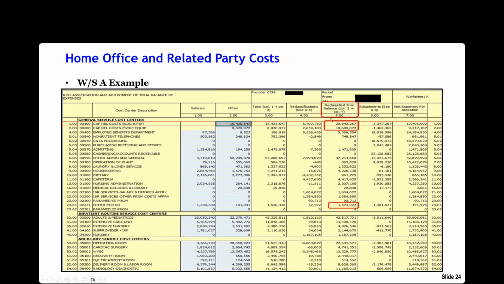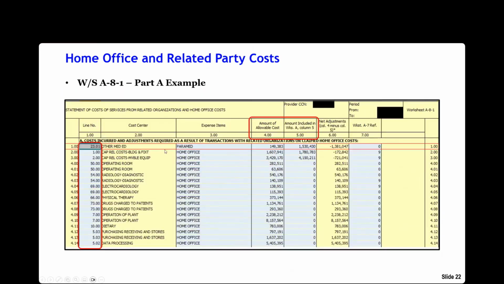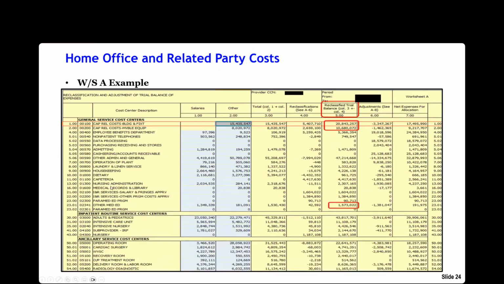So here's worksheet A, just as an example. And we said line 23.01 back here for their other med ed had $1,530,000 of related party costs that was already included on 23.01. Here on 23.01, their column 5 is 1,573,000, which is 33,000 more than the related party cost. So that means there are $33,000 of cost in this cost center that were not a related party type thing. Nothing wrong with that. Usually there's more of a difference between the numbers.